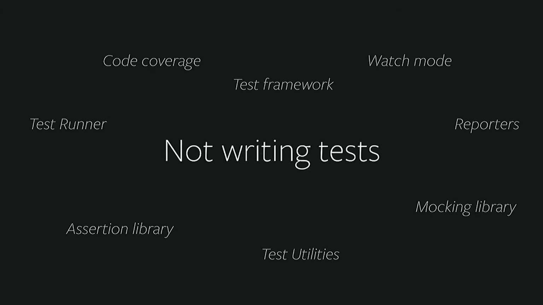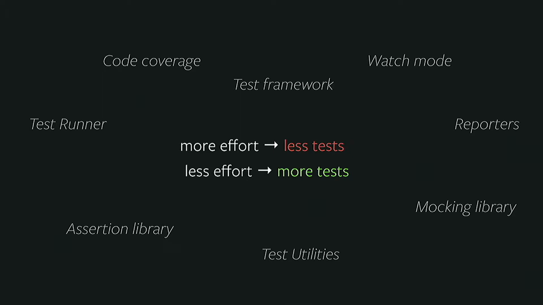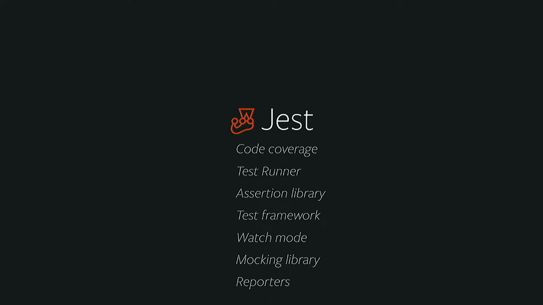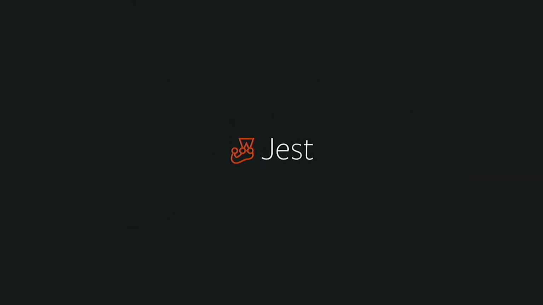So we always go and try to write some tests. But then halfway through that, we realize that we simply end up not writing them. And that's because there's a lot of tools that we need to stitch together. And as the effort of writing tests becomes higher, we write less of them. And the same is true for the opposite. So this is the exact problem that Jest tries to solve. It tries to make sure that you only have to think about a single dependency when you're writing your tests, which in this case is Jest.